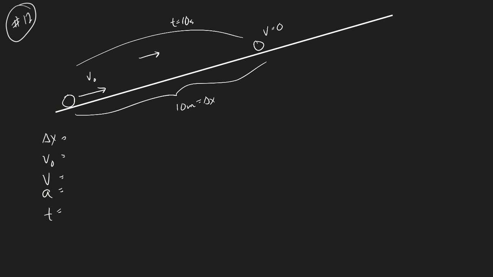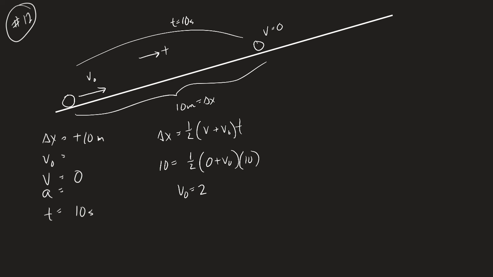I will make up the ramp positive. Displacement, positive 10. Initial velocity, unknown. Final velocity, 0. Acceleration, unknown. Time, 10 seconds. Since we need both the initial velocity and the acceleration, we'll have to solve for them separately. Let's solve for the initial velocity first. I would use delta x equals 1/2 (v plus v naught) times t, or 10 equals 1/2 (0 plus v naught) times 10, which suggests my initial velocity was 2 meters per second.